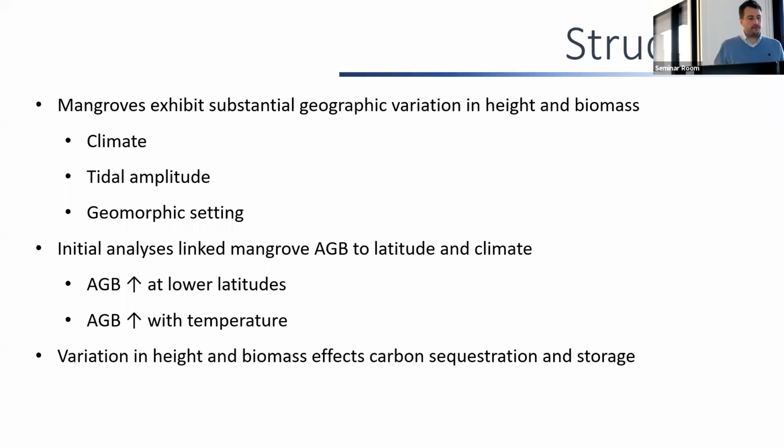So I want to move away from the extent now and concentrate on some of the other foundational data sets that have been developed. So mangroves exhibit, as you know, substantial geographic variation in their height and biomass. And this is correlated with factors such as climate, tidal amplitude, and geomorphic setting. Initial correlative analysis linked mangrove above ground biomass to latitude and climate. So we saw bigger mangrove trees at lower latitudes and bigger mangrove trees with higher temperatures.